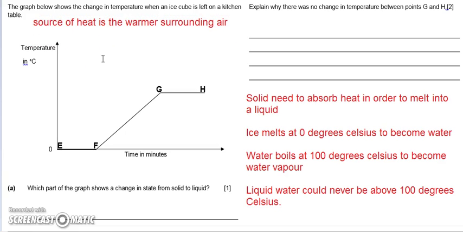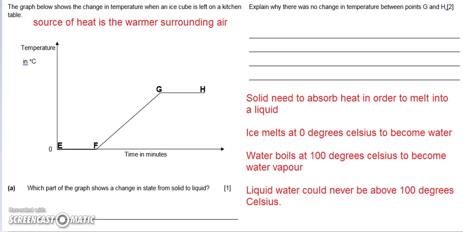Alright, so we also know that ice melts at 0 degrees Celsius to become water. So at 0 degrees Celsius, ice melts to become water. We also know that water boils at 100 degrees Celsius to become water vapor. We also know that liquid water could never be above 100 degrees Celsius.